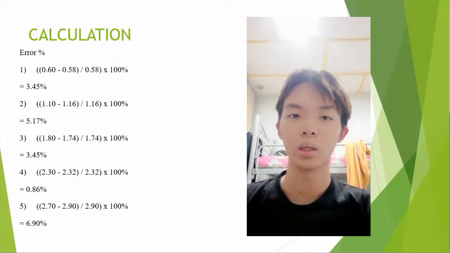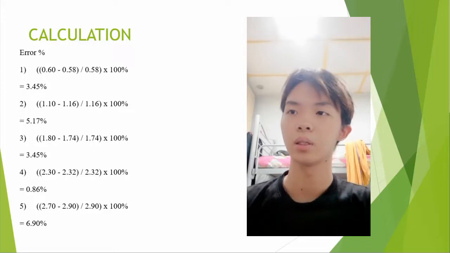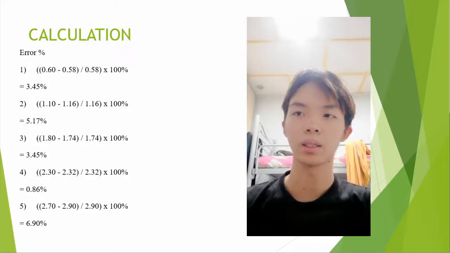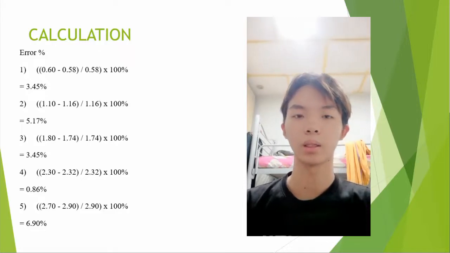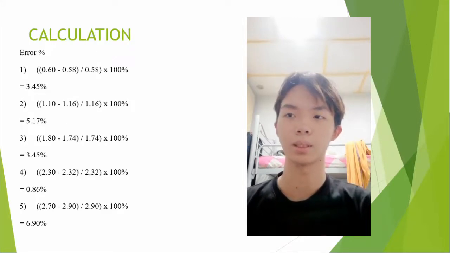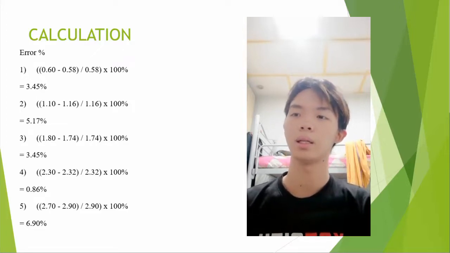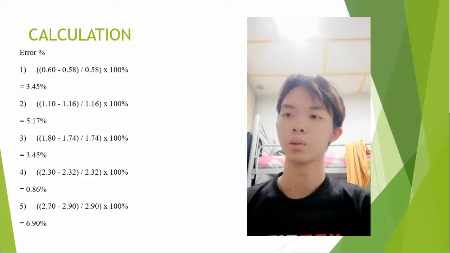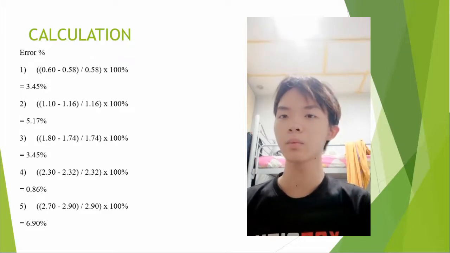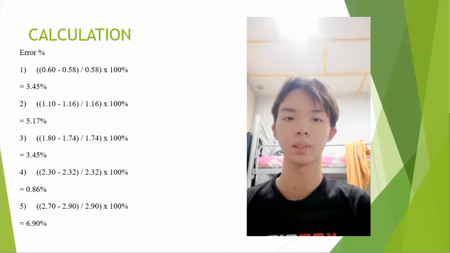And next is the calculation for errors. We use the experimental shear force minus theoretical shear force, then divided by theoretical shear force, then times 100%. Then the first, 100 gram, is 3.45%, and then 200 gram is 5.17%, and then 300 gram is 3.45%, and then 400 gram is 0.86%, and then 500 gram is 6.9%.